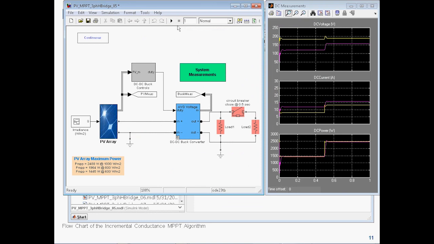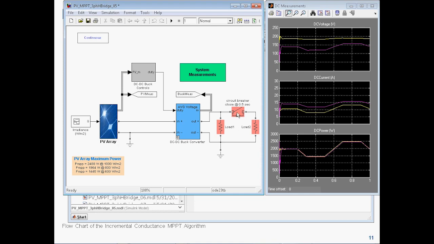If I press play now, what you're seeing is the power, the yellow line, which is the power for the array, going from 800, which is about 2000 watts, correct? Then it goes down to 600, which is about 1500 watts, and then up to 1000, which should produce 2500 watts, which is correct. So I am operating at the maximum power.